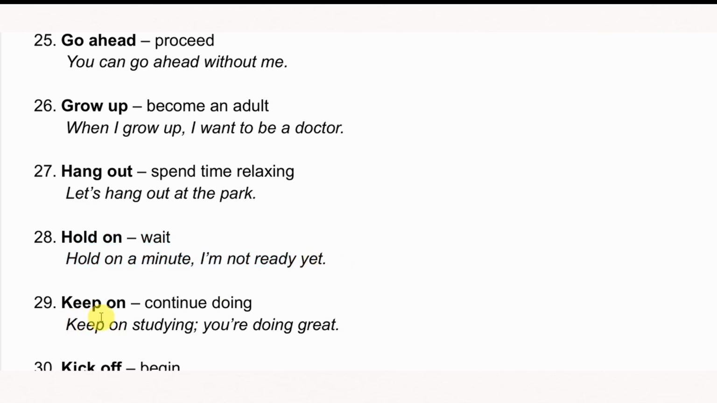29. Keep on. This is continue doing. Keep on means to not give up. Keep on studying. You are doing great. Continue studying. You are doing great.